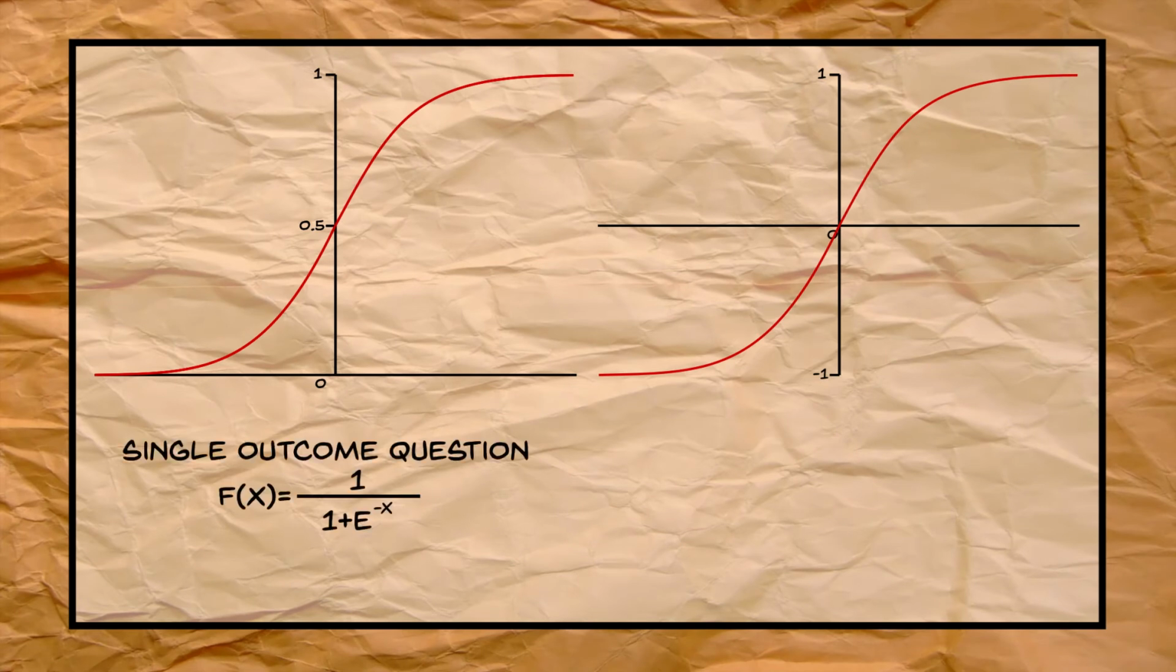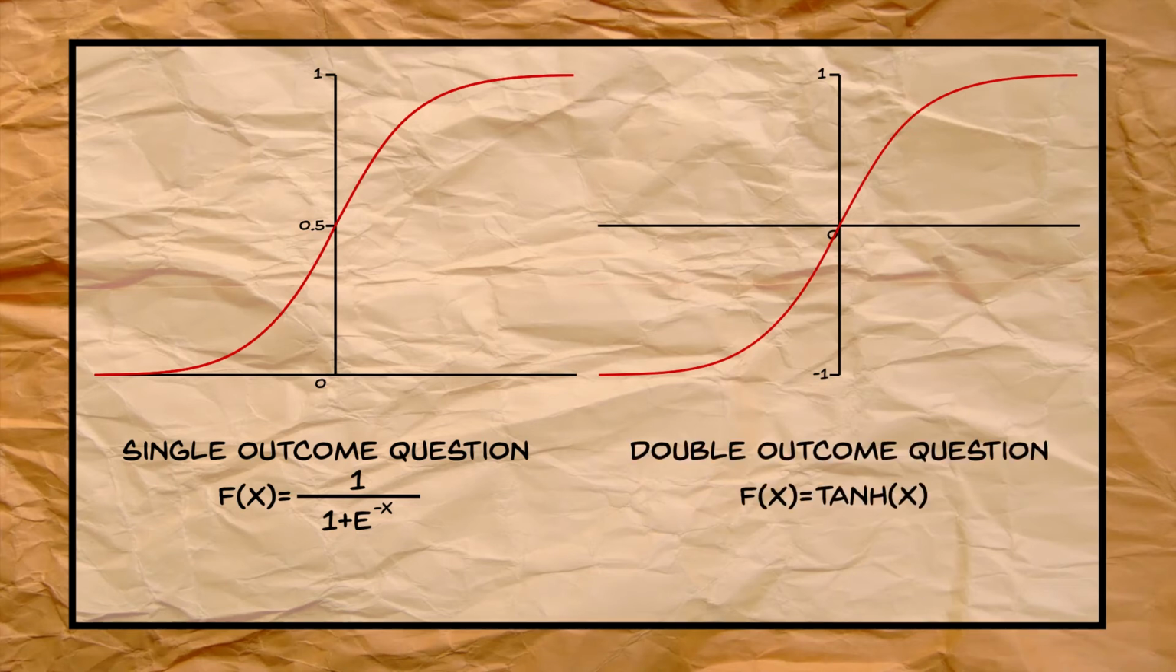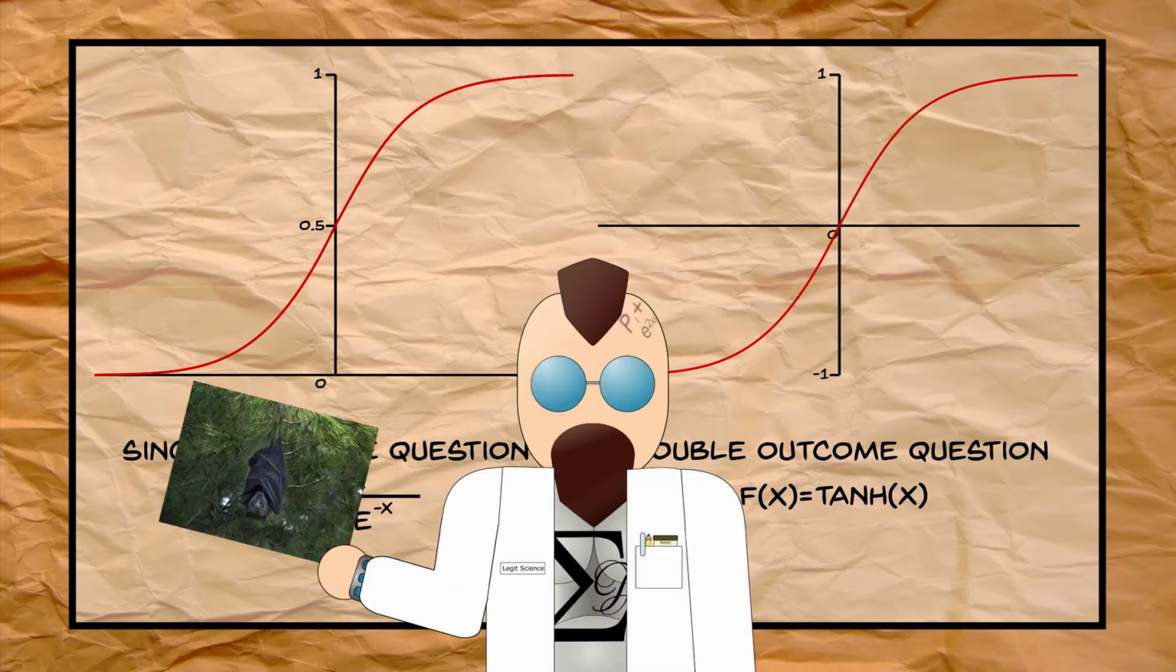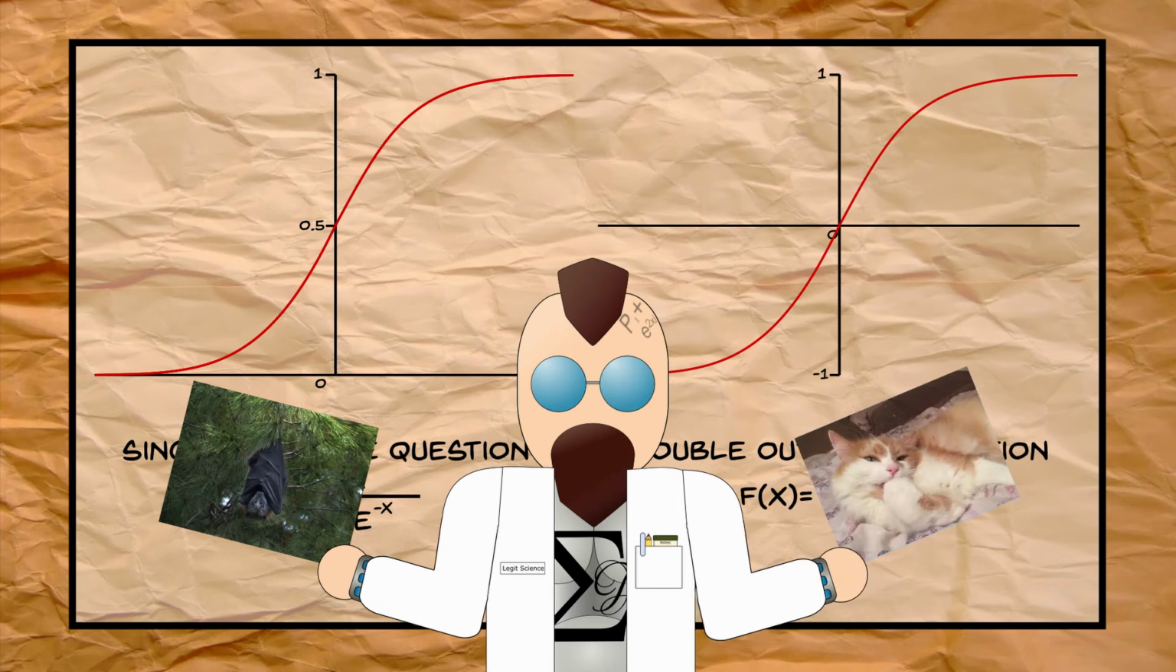By bounding this between 0 and 1 in the case of the sigmoid function on the left, we can look at a single outcome question, such as a yes-no question. Or we can bound it between -1 and 1 in the case of the sigmoid function on the right, for a double outcome question, such as identifying bats from cats, where a 0 value means neither.